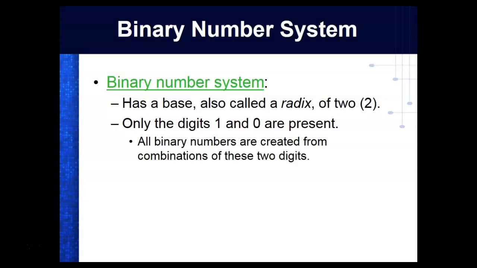Binary numbers have a base, also called a radix, of 2. The only 2 digits are 1 and 0. All binary numbers are created from combinations of these 2 digits. So this is where it gets very cumbersome. Because if I was going to represent 100, this is 100 in base 10. Well, over here it took 3 digits to represent. Over here it took 1, 2, 3, 4, 5, 6, 7 digits to represent the same number. So the biggest problem we have with binary is since it only has 2 combinations per digit, it's going to take a lot of digits to represent large binary numbers.